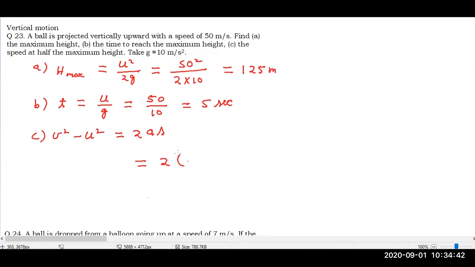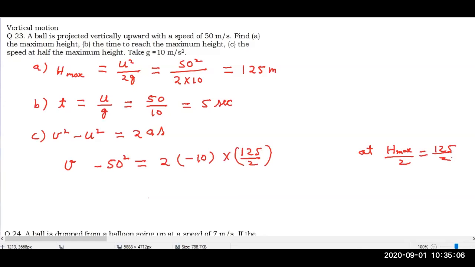So 2a is minus 10, s is 125 by 2, half of the maximum height, and u initial speed is 50, and final speed we need to find at this point. At h max by 2 we need to find the speed. So v square is how much? That will be 50 square minus, this is cancelled, so 1250.